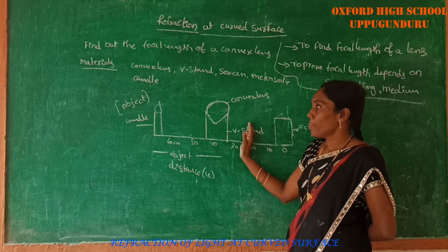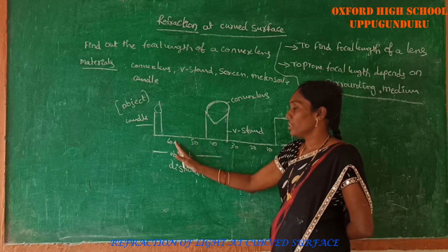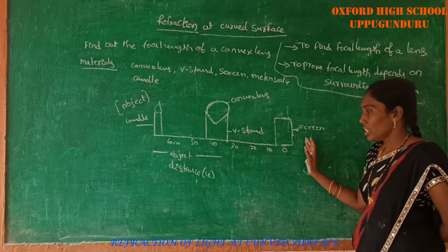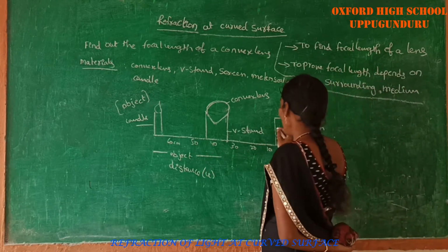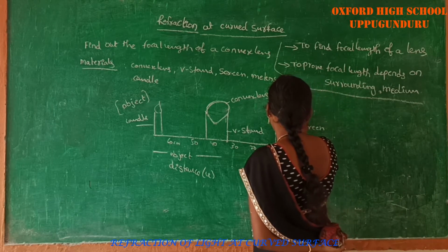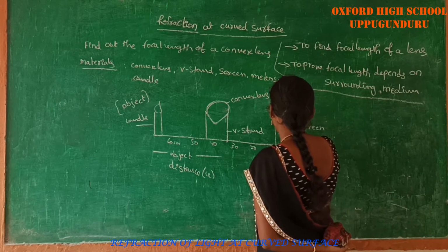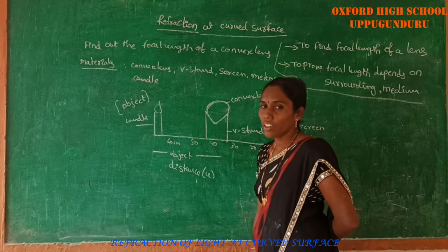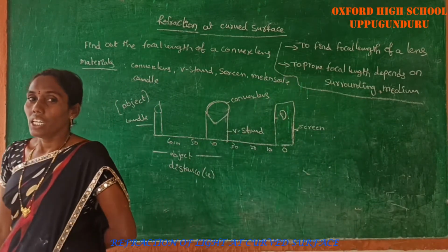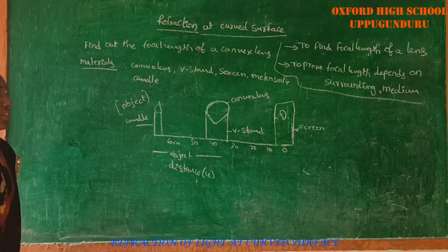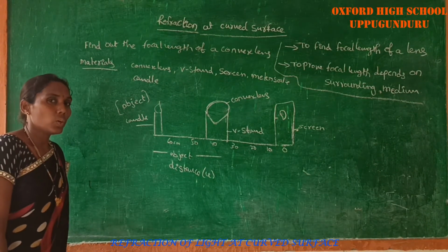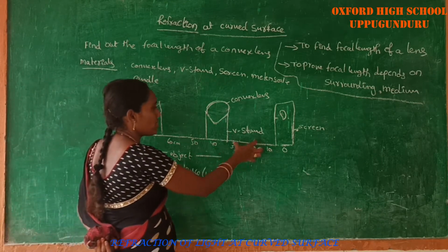If a candle is placed at a distance of 60 cm from the convex lens, where will the image be formed? Here the image is formed on the screen. The image formed on the screen is an inverted image. Any image that can be captured on the screen is called an inverted image. We observed the image on the screen.